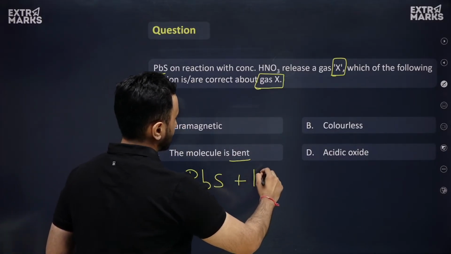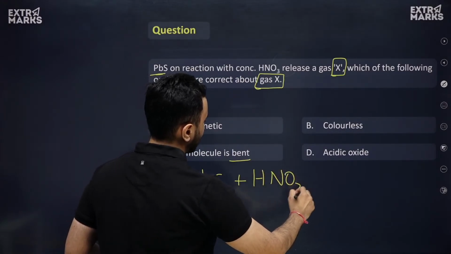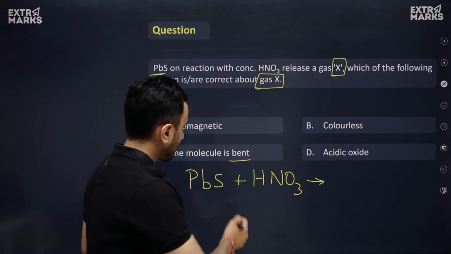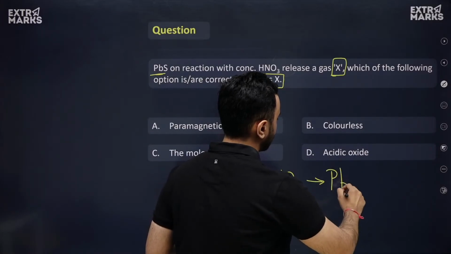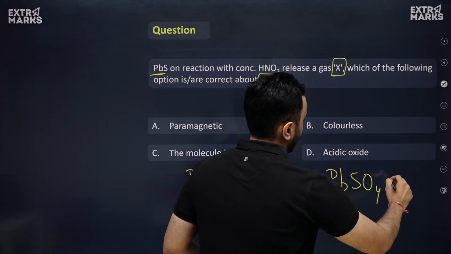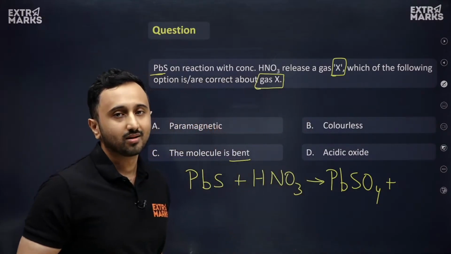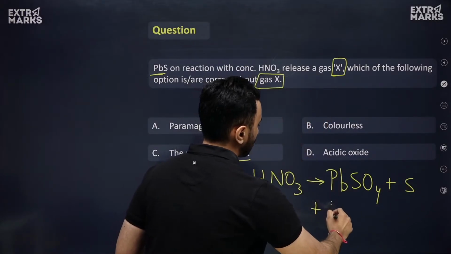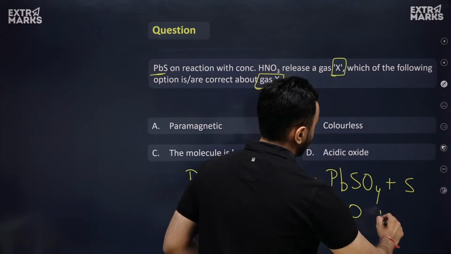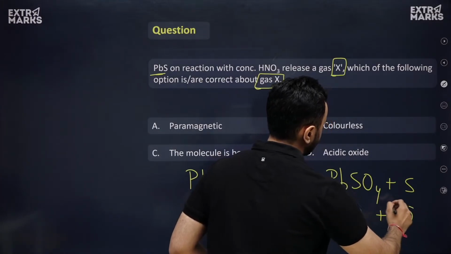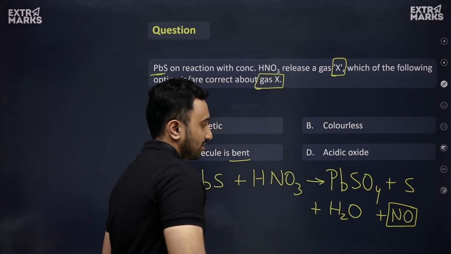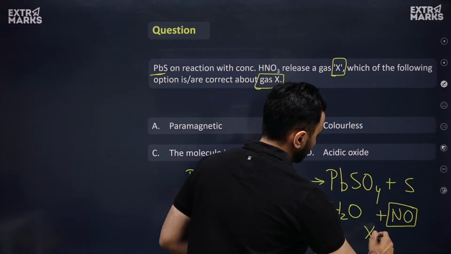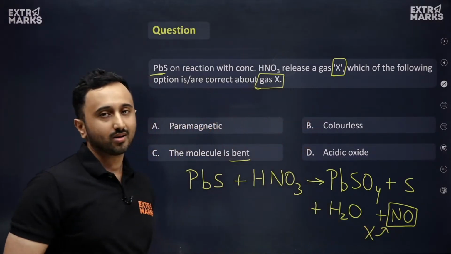when it reacts with HNO3. Here HNO3 acts like an oxidizing agent, right? So it will convert this PbS to PbSO4, lead sulfate, and what will be the other products? It will be sulfur and H2O and NO, which is the only gas present on the product side. So we have already identified what is X. X is this NO gas.